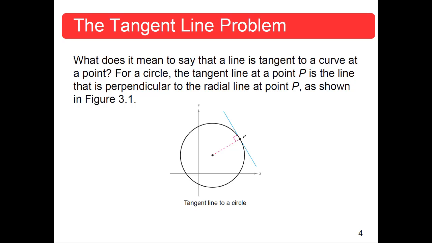Okay. The first thing we want to talk about is tangent lines. And I guess before we talk about finding slopes of tangent lines, we need to talk about what a tangent line is. But a tangent line can be defined in many different ways. Here we could say that a tangent line is that line that intersects a circle at exactly one point and is perpendicular to the radius, the radial line, as we have this picture here.